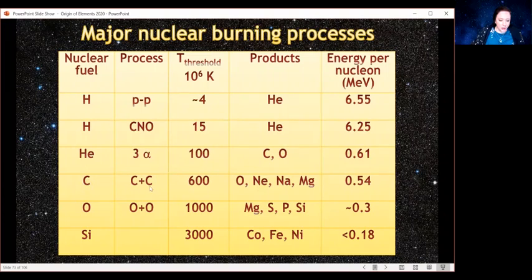And then we've got carbon. We're sticking carbons together, and that takes even higher temperatures, and that's going to make a bunch of oxygen, neon, sodium, magnesium, and again, produces even less energy per nucleon. And then we've got oxygens that we're sticking together, and that's taking 1 billion Kelvin and is making magnesium, sulfur, phosphorus, and silicon, and really doesn't make that much energy in the process. And then we've got silicon, and that takes 3 billion Kelvin to stick it together, and then it makes cobalt, iron, and nickel, but it doesn't produce much energy, and that's why it gets used up so fast.